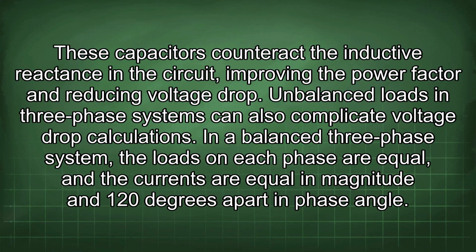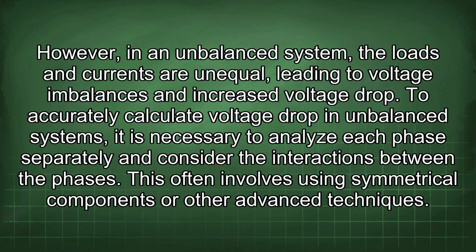Unbalanced loads in three-phase systems can also complicate voltage drop calculations. In a balanced three-phase system, the loads on each phase are equal and the currents are equal in magnitude and 120 degrees apart in phase angle. However, in an unbalanced system, the loads and currents are unequal, leading to voltage imbalances and increased voltage drop. To accurately calculate voltage drop in unbalanced systems, it is necessary to analyze each phase separately and consider the interactions between the phases. This often involves using symmetrical components or other advanced techniques.